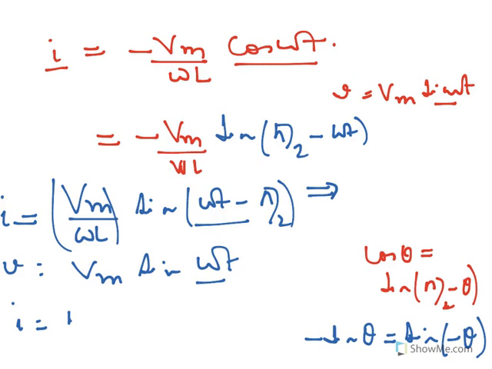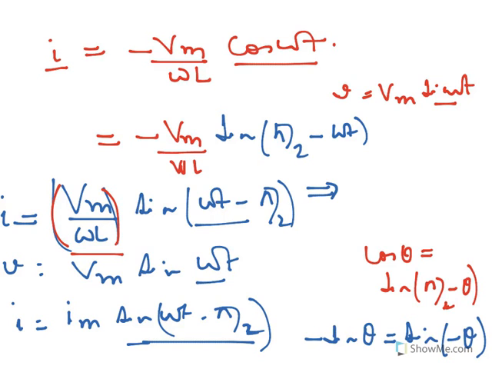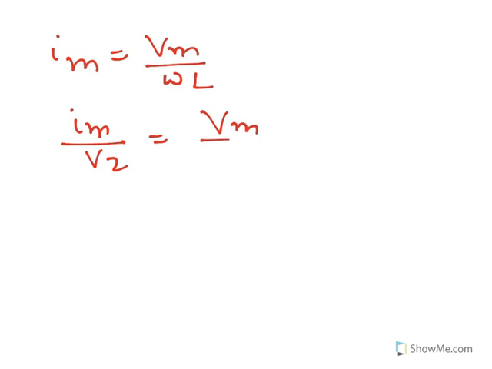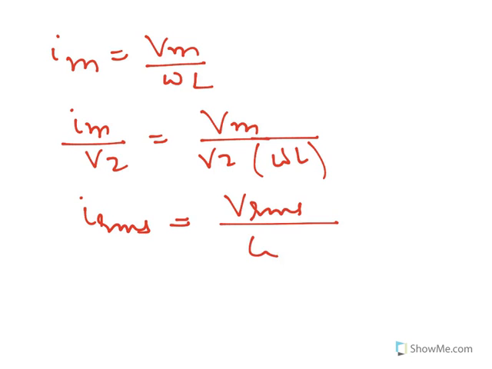So I could also be written as Im sine omega t minus pi by 2, because when this sine part is equal to 1, I gets its maximum value. So Im is equal to Vm by omega L. If you divide Im by root 2 and Vm also by root 2, then we can get the same thing in the form of IRMS is equal to VRMS by omega L.